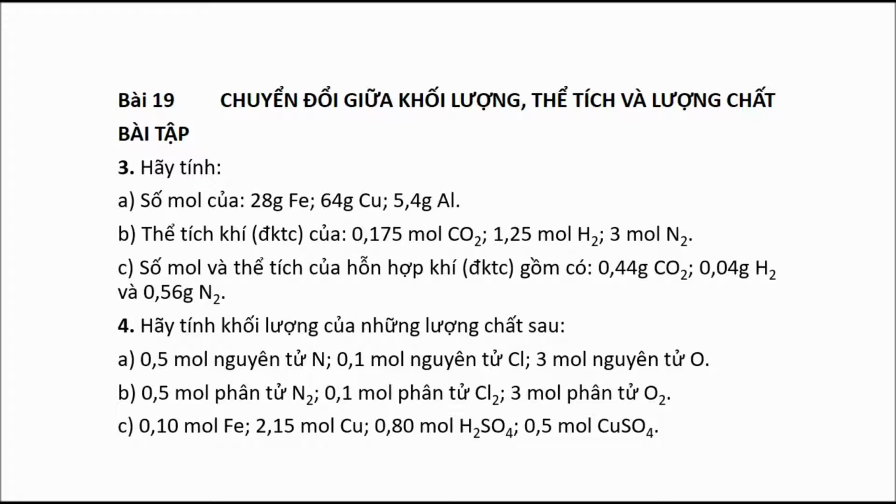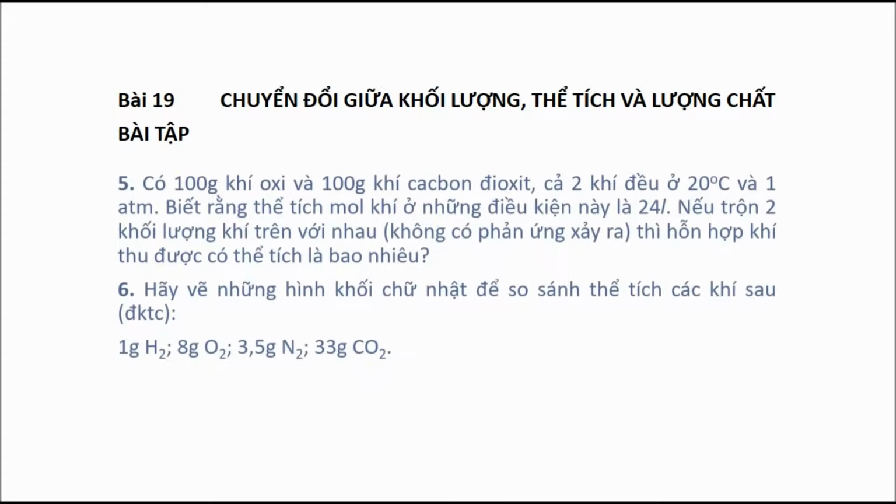4. Calculate the mass of the following amounts of substances. A. A half mole of N atoms, 0.1 mole of Cl atoms, 3 moles of O atoms. B. A half mole of N2 molecules, 0.1 mole of CCl2 molecules, 3 moles of O2 molecules. C. 0.10 mole of Fe, 2.15 moles of Cu, 0.80 mole of H2SO4, 0.50 mole of CuSO4.